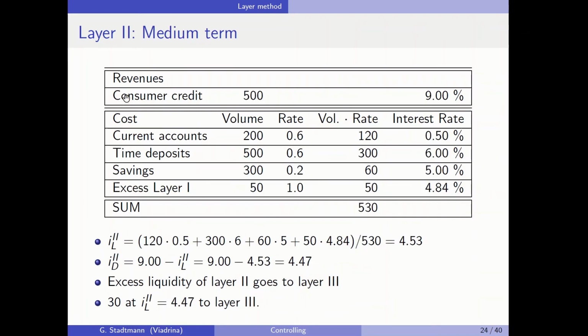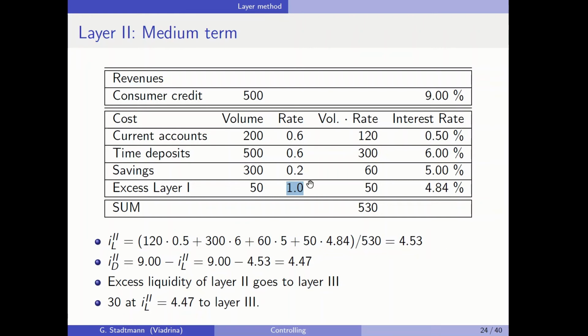Let's have a look at layer 2, the medium-term assets and liabilities. With respect to the assets, we have a volume of 500 of consumer credits in the medium-term assets at an interest rate of 9%. The liabilities consist of the following items: current account 60%, time deposits 60%, savings 20%, and the excess from layer 1, which was a volume of 50, goes into the second layer completely. Therefore, we have a 1 here.